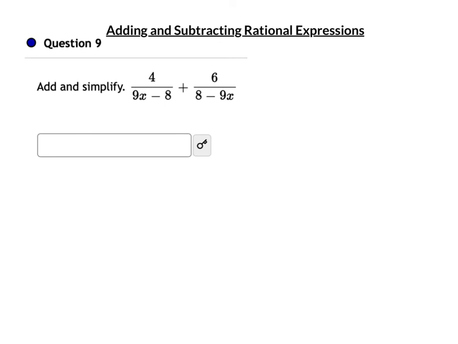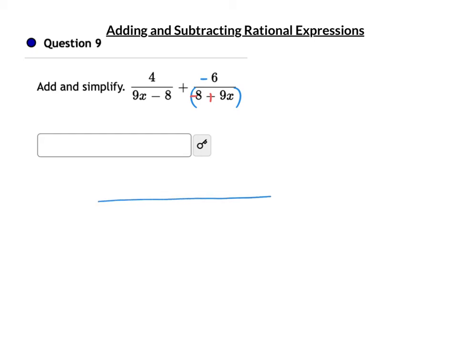This one is like the one in the teaching part of the video. These are opposites. See how the 9x is positive, the 9x is negative, the 8 is negative, the 8 is positive. They're exactly the opposite of each other. What I'm going to do then is put one of those denominators in parentheses and pull out a negative and put it up top and change both signs. This is a negative 8 and a positive 9.